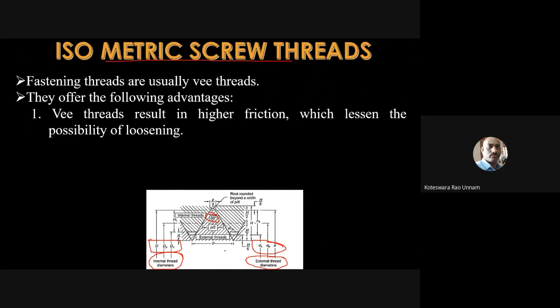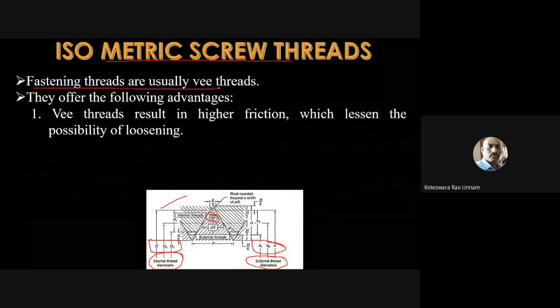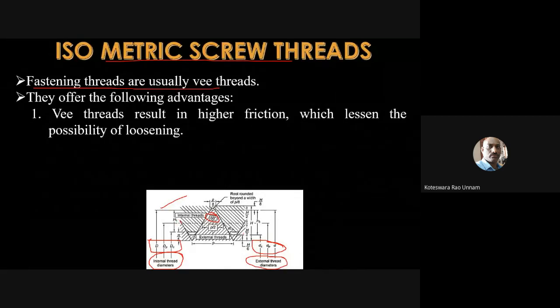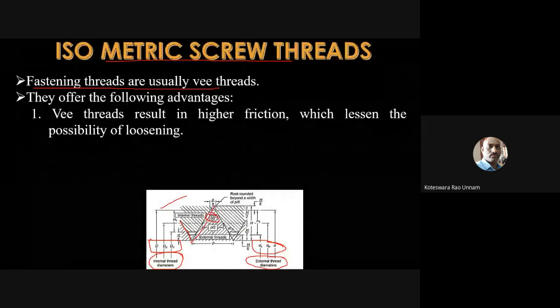This is a V thread. He has shown both internal and external threads in a single diagram. I think you are already familiar with this because you have already done it in our CMDP course. Generally these are widely used. Fastening threads are usually V threads, which means the shape of the thread profile is V.